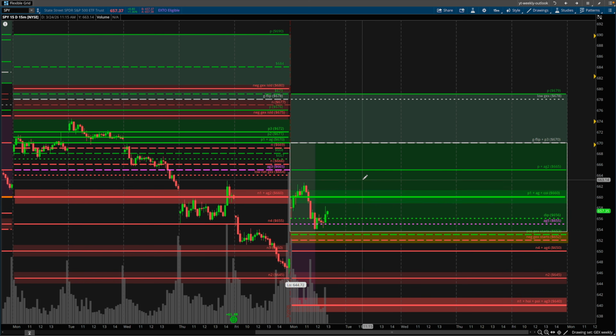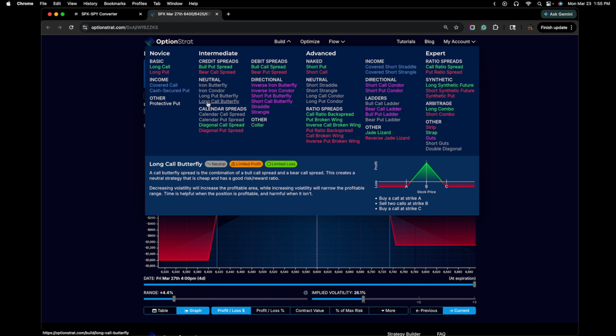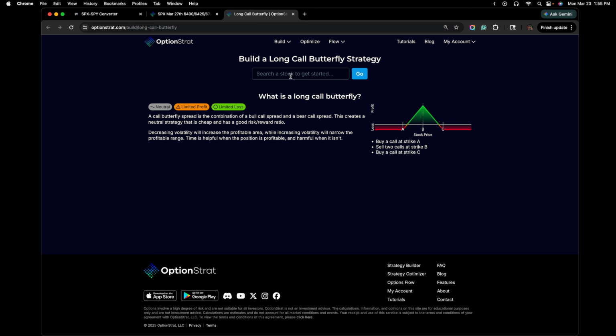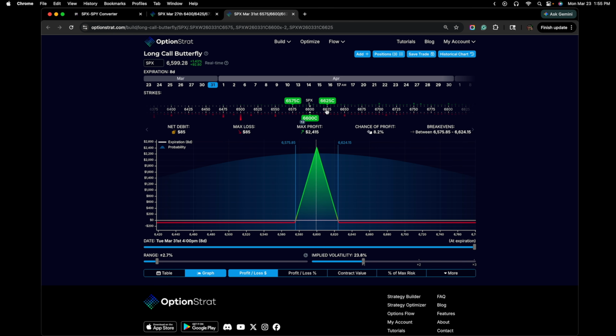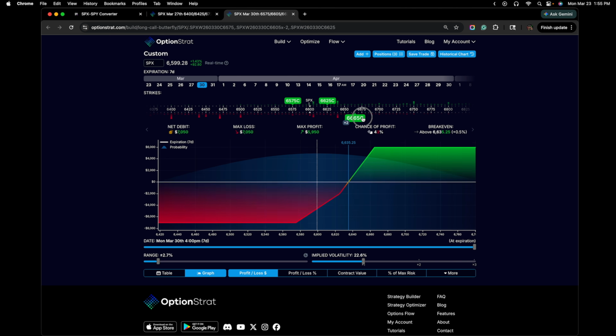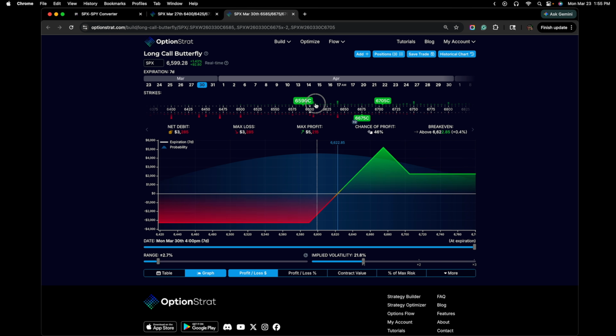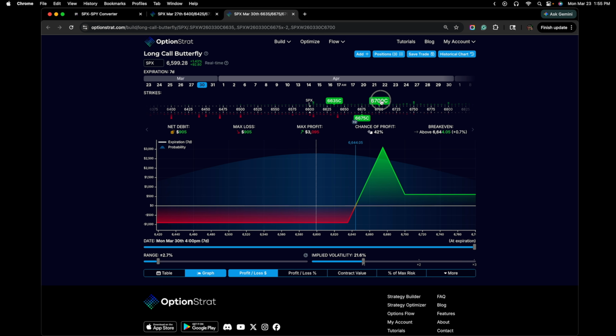Broken wing butterflies. I don't have any mocked up for now, but if you guys are curious what that structure looks like, you just come here. Let's go to the SPX. You can go with something like next week, give it a little bit more time, go something like this, and just make the far out of the money call broken wing.